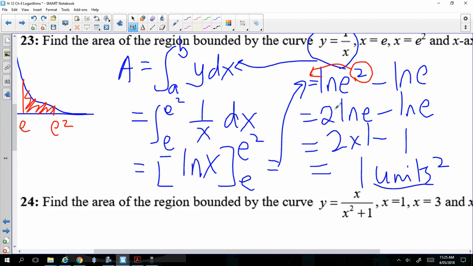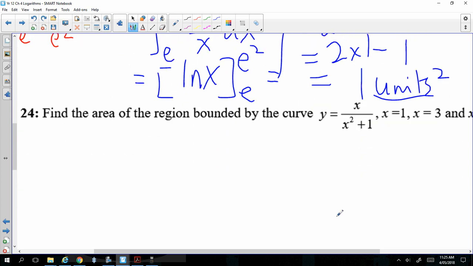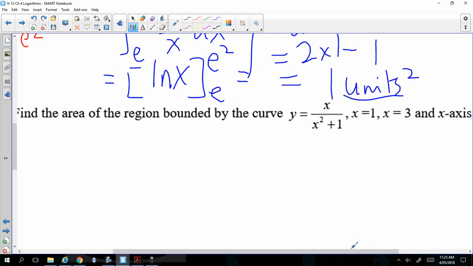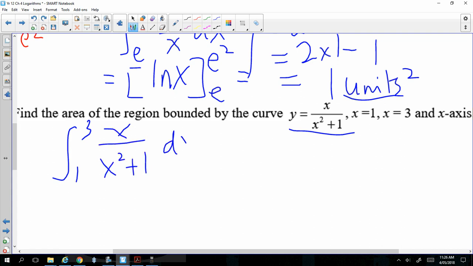Find the area of the region bounded by the curve. This one we can sketch, but it will take a long time, so you just do it without sketching. You can just go from 1 to 3, y dx, and work it out. Have a try.